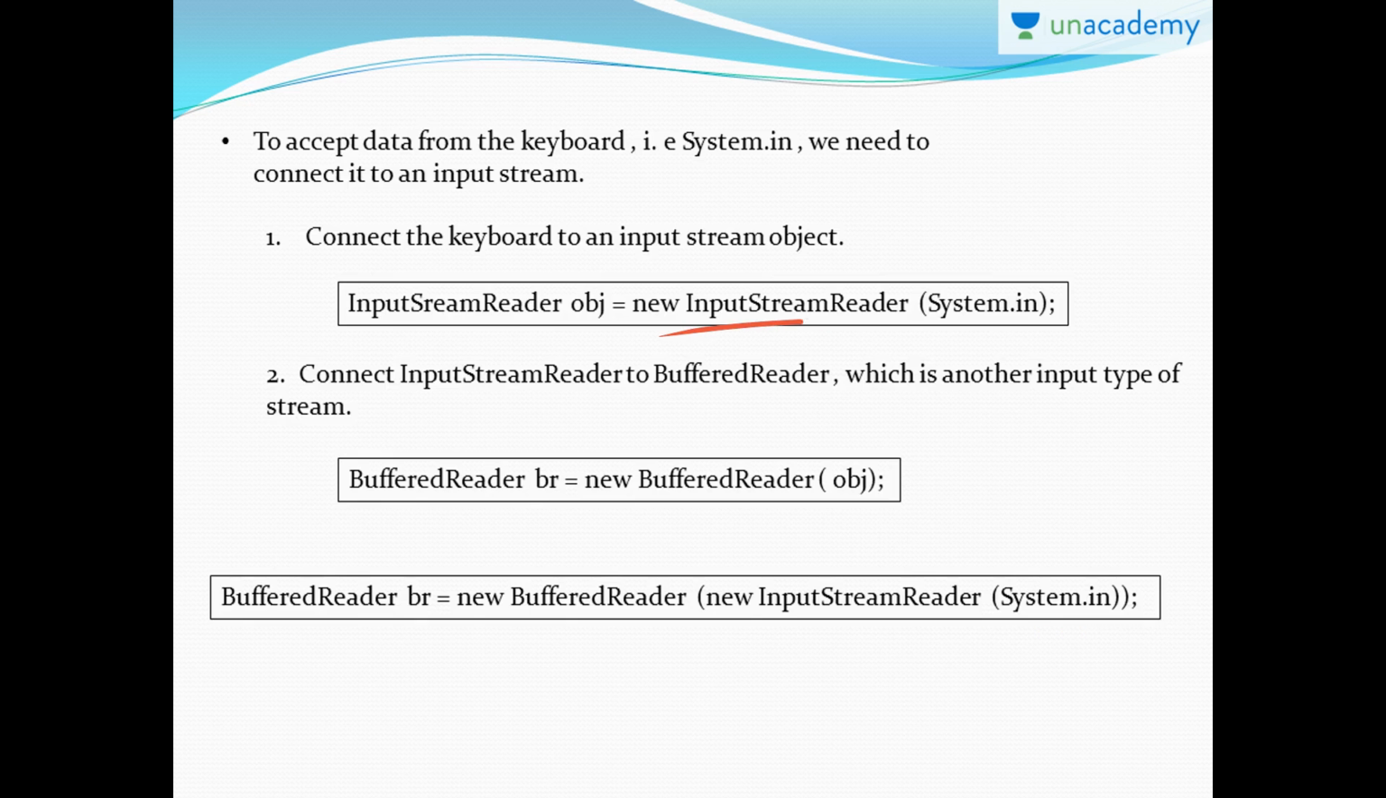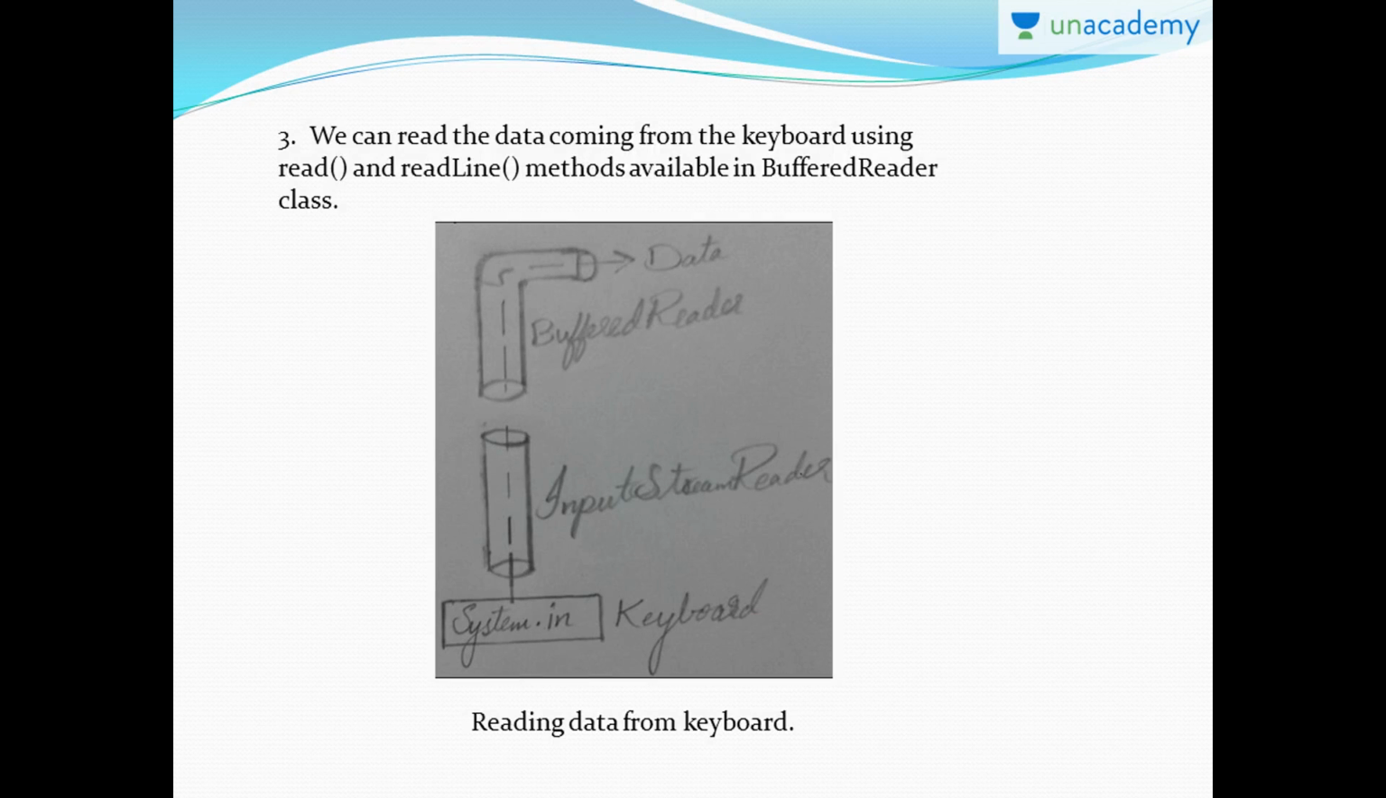Wherever we have the object, we place all this data in place of the object, and the rest of the statement remains the same. BufferedReader br = new BufferedReader, and in place of the object, new InputStreamReader(System.in). This is the statement that we will include everywhere in our programs from now on. Then when we read the data coming from the keyboard, we can use the read or readLine methods.